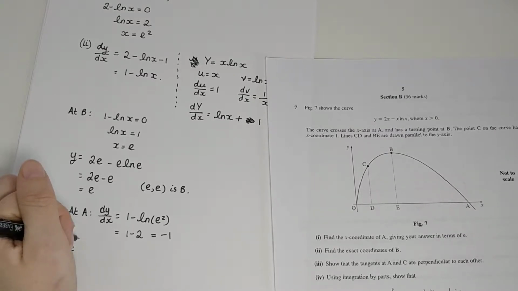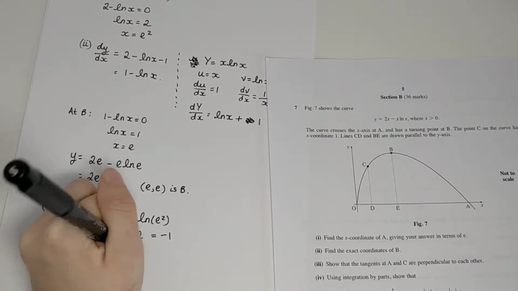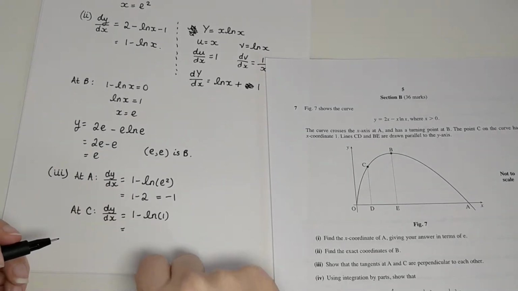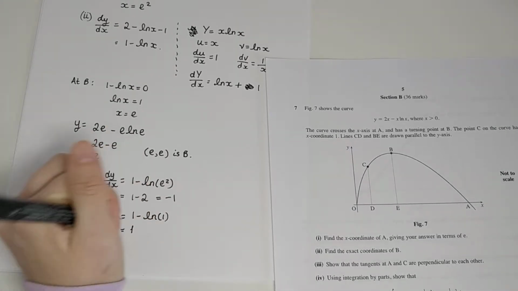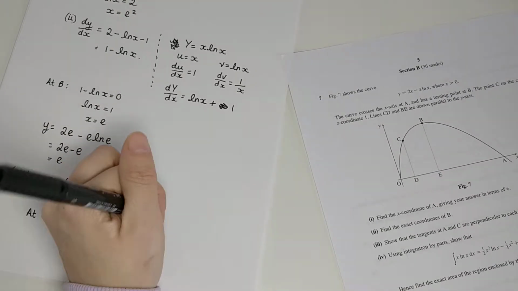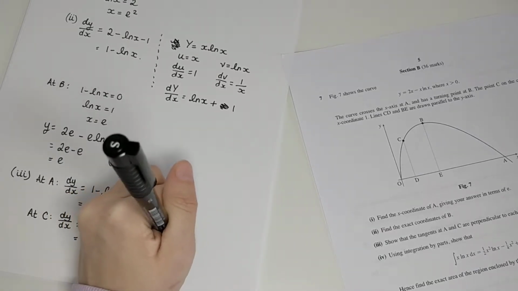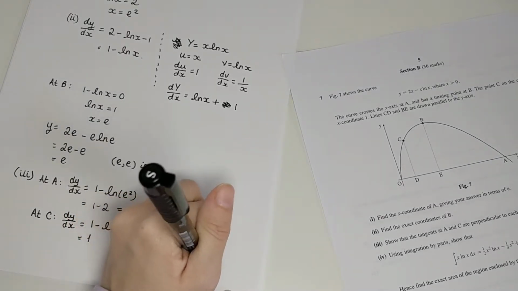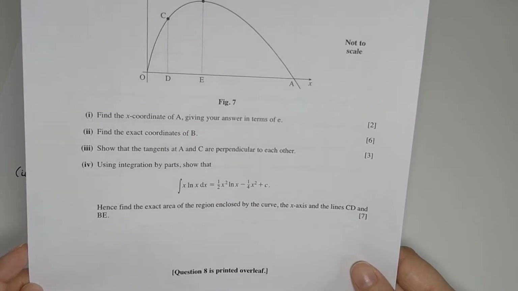And at C, we're told the x-coordinate is 1, so 1 minus log of 1. Log of 1 is 0, because e to the power of something equals 1. The answer is 0, so that's 1. So we've got minus 1 and 1. Negative reciprocal, therefore perpendicular. So we've shown they're perpendicular.